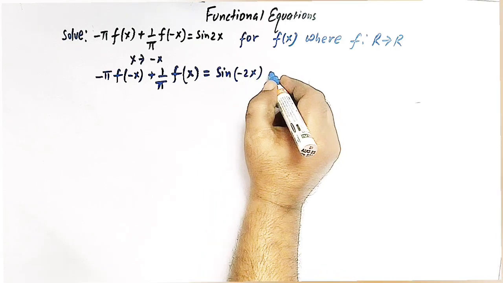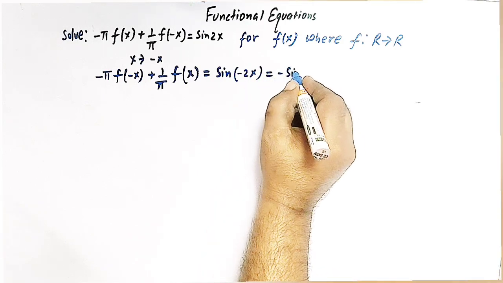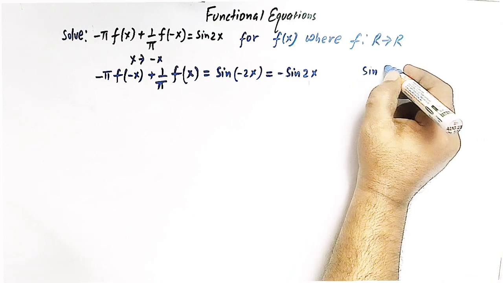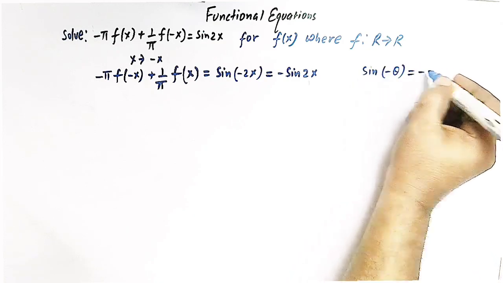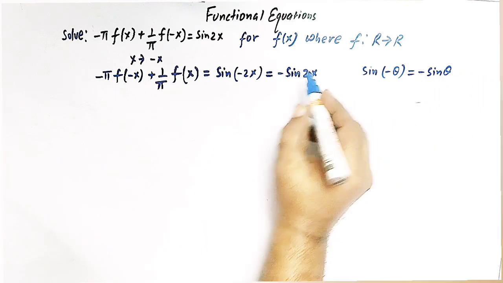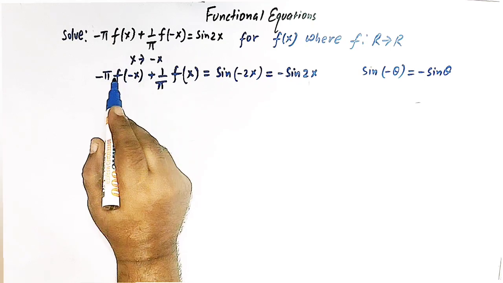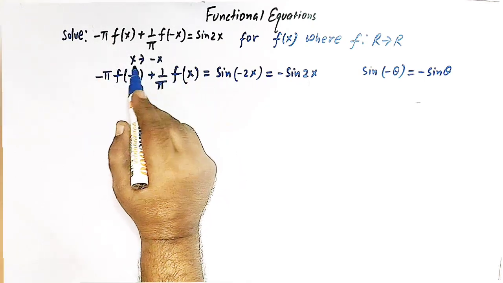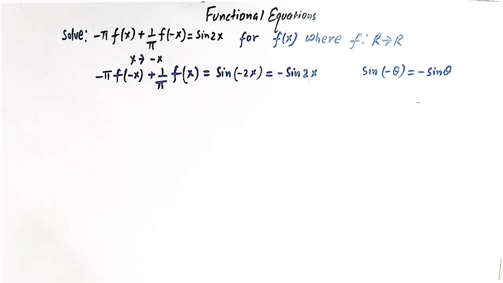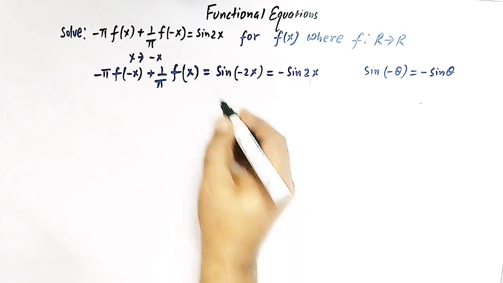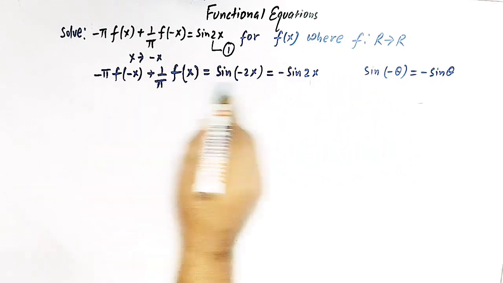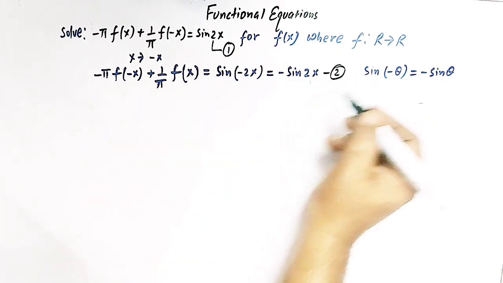And sine of minus 2x becomes minus sine 2x, because from trigonometry we know that sine of minus theta is equal to minus sine theta. So now we have another functional equation as a result of replacing x by negative x. Let us call the first equation equation 1, and this equation equation 2.